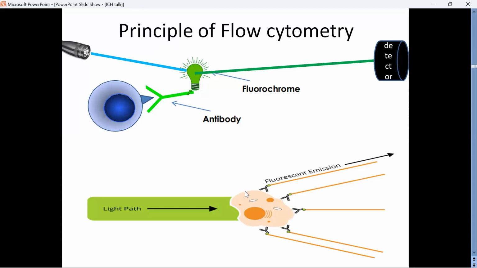And the beauty is that you can study as many antigens or proteins on the cells as you like at a given point of time, in one single cell, by using different fluorochromes. So that is the beauty of flow cytometry.